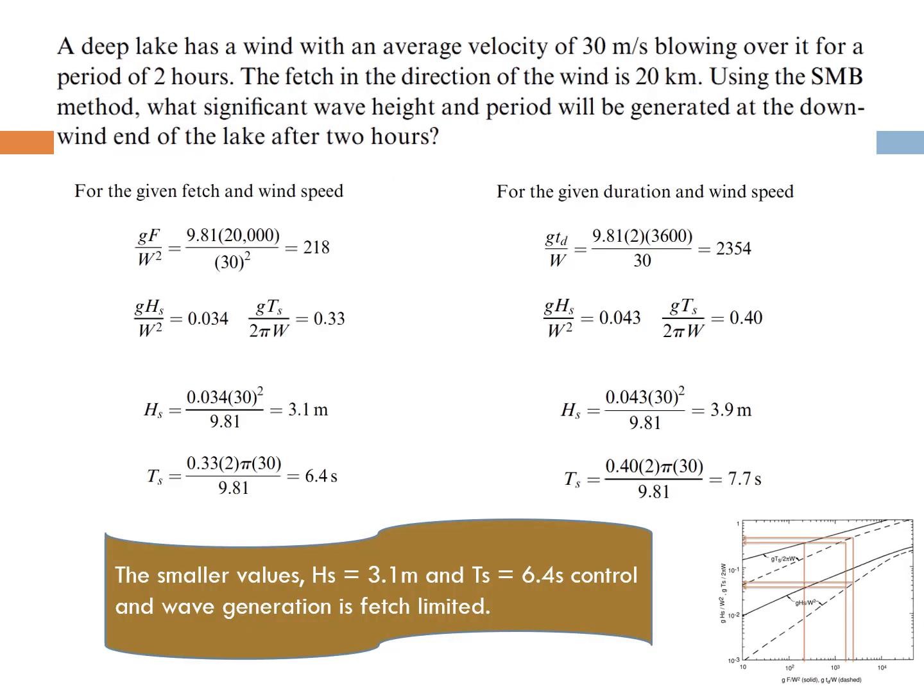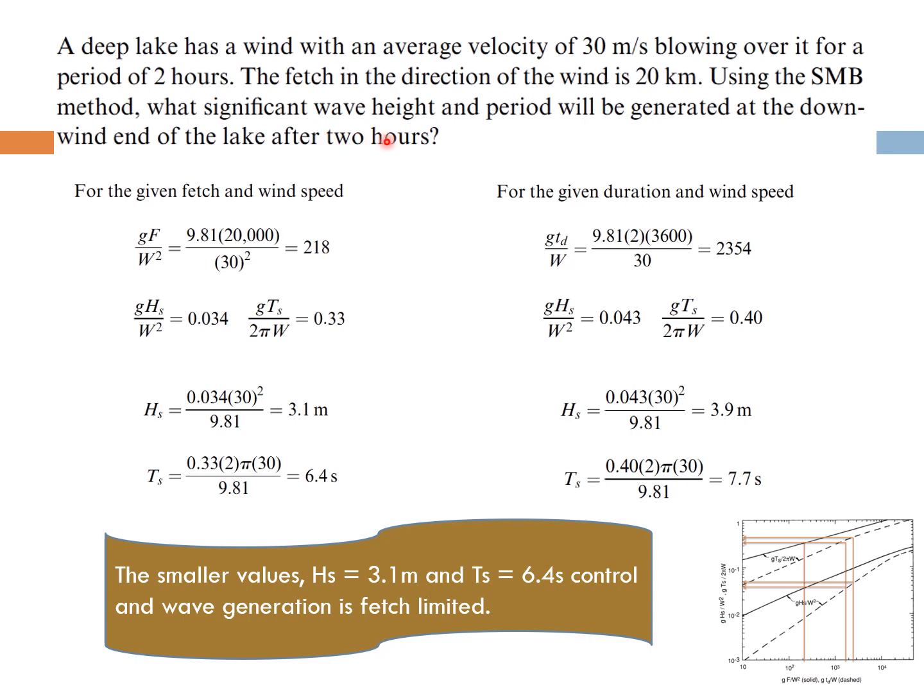Let's look at this example. A deep lake has a wind with an average velocity of 30 meters per second, blowing over it for a period of 2 hours. The fetch in the direction of the wind is 20 kilometers. Using the SMB method, what significant wave height and period will be generated at the downwind end of the lake after 2 hours?